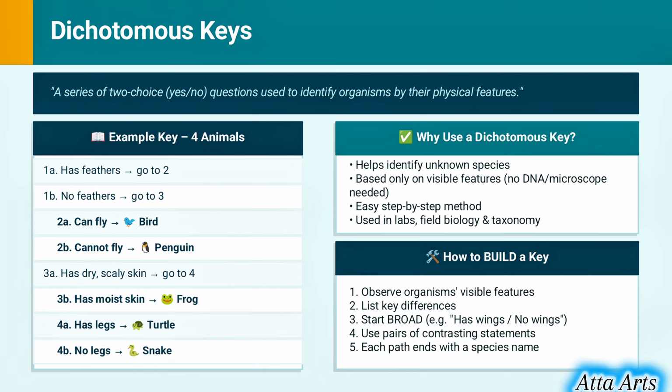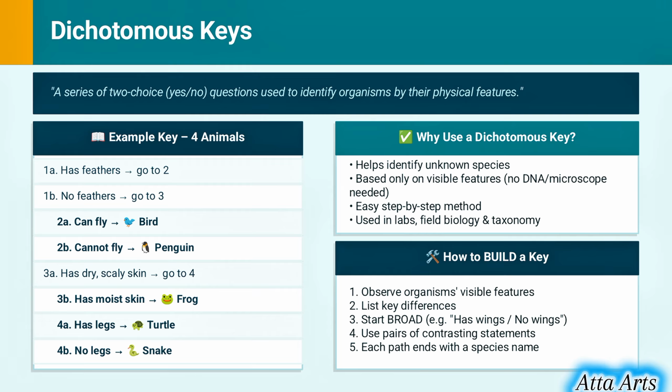Now let us say our animal does not have feathers. We go to step 3. 3a: has dry, scaly skin. Go to step 4. 3b: has moist skin. It is a frog. It has dry, scaly skin, so we go to step 4. Step 4. 4a: has legs. It is a turtle. 4b: has no legs. It is a snake. Simple, one step at a time, one yes or no decision at a time.